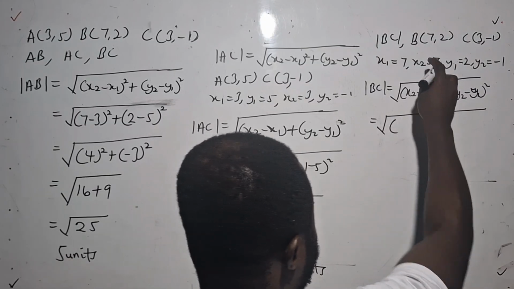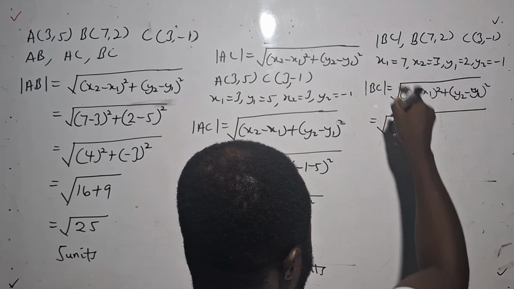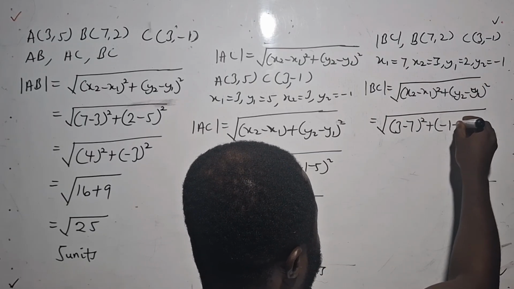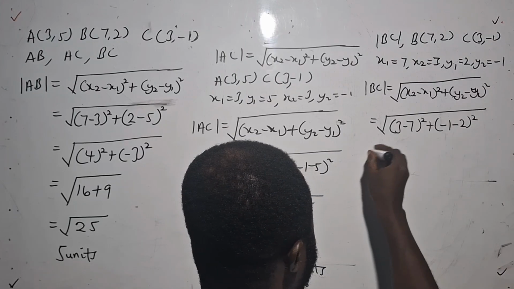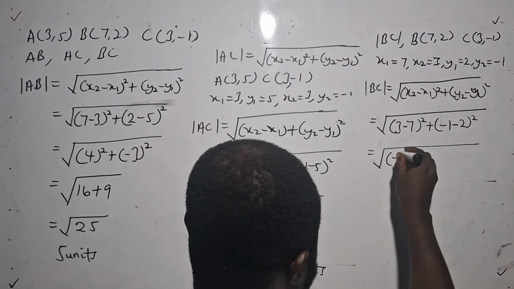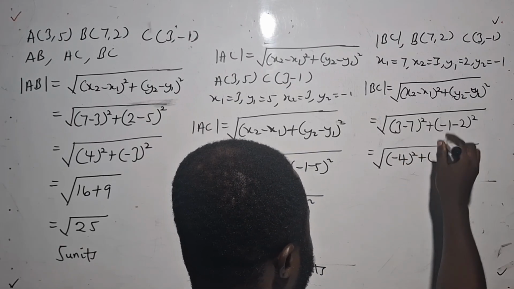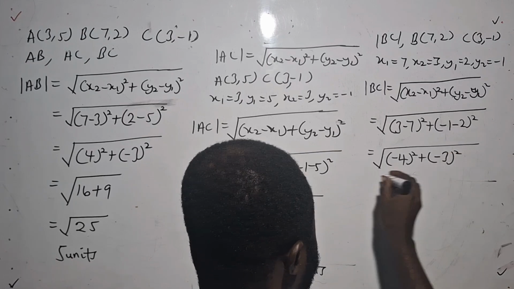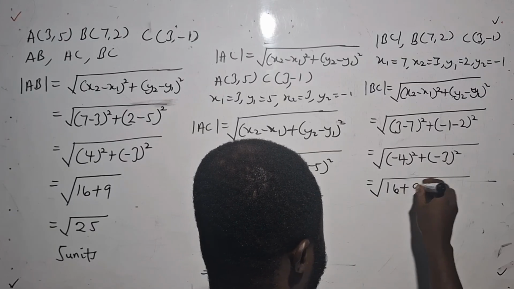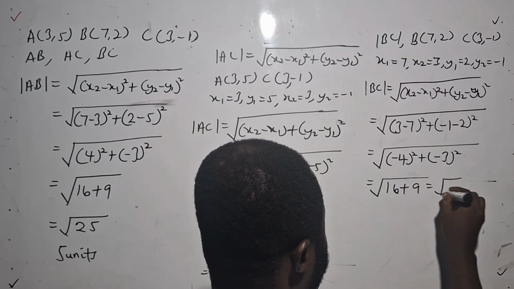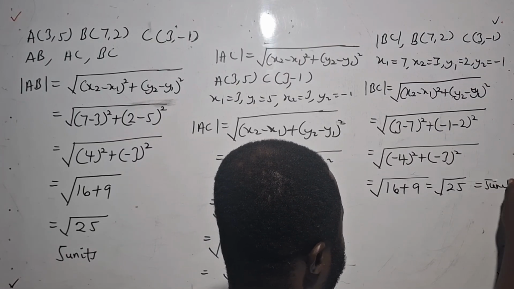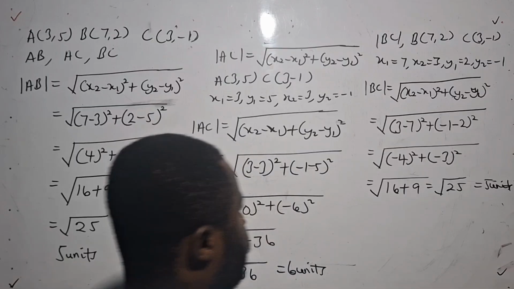squared. Now what is x2 here? x2 is 3 minus x1, 7, squared, plus y2, negative 1, minus y1, 2, squared. So 3 minus 7 is negative 4 squared, and negative 1 minus 2 is negative 3 squared. So this will give us 16 plus 9, which will give us 25, which will give us 5 units.